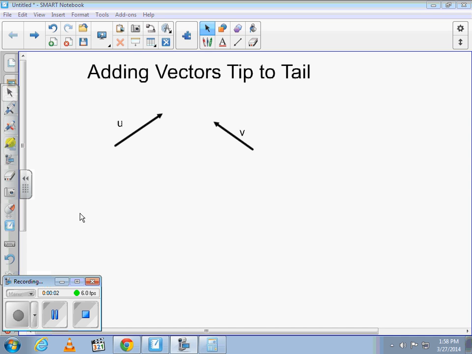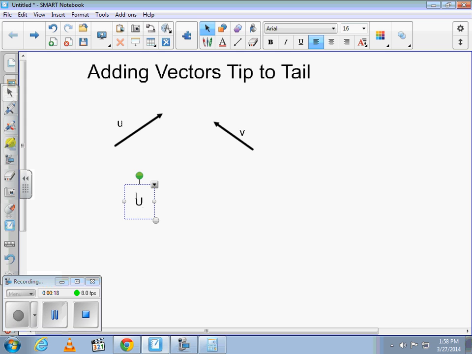Okay, we're looking at adding vectors tip to tail. We're going to look at a general case here, and then in a minute we'll look at a numerical example, and I'll show you how to use the cosine law to solve such problems. So here we have vector u and vector v.